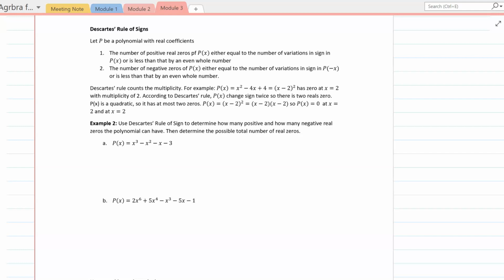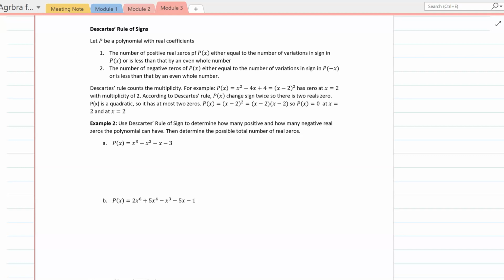Descartes' rule of signs. Let P be a polynomial with real coefficients. The number of positive real zeros of P of x is either equal to the number of variations in sign of P of x, or is less than that by an even whole number. The number of negative zeros of P of x is either equal to the number of variations in sign in P of negative x, or is less than that by an even number. So Descartes' rule counts multiplicity.